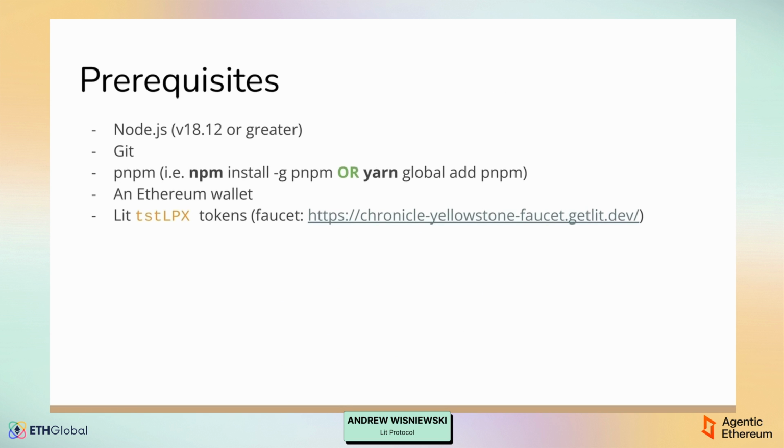So for this project, we have a couple of prerequisites. You have to have Node.js version 18.12 or greater, Git, of course, to clone the repository, PNPM, which can be installed with NPM or Yarn, an Ethereum wallet, and for that Ethereum wallet, you will need Lit test LPX tokens, and you can grab those from the faucet linked on screen, or it'll appear if you just search Lit faucet.